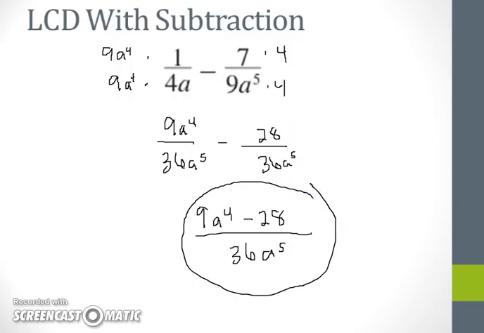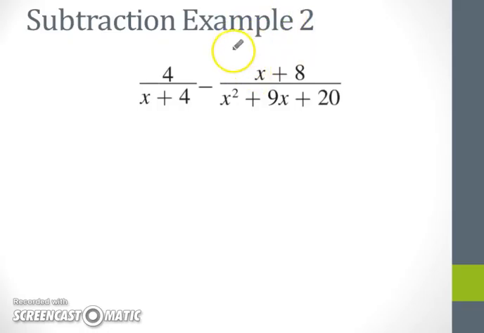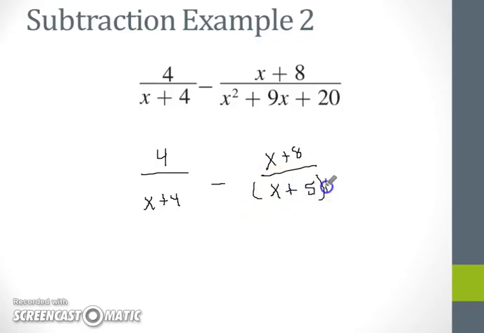One more example just to look at a more complex where you have to factor a bit further. So we've still got subtraction. You want to factor this denominator to two binomials so you can clearly see what's all contained in that denominator. So 4 over x plus 4 minus, we've got our x plus 8, and then their denominator would factor to x plus 5, x plus 4. So our common denominator is this x plus 5, x plus 4.